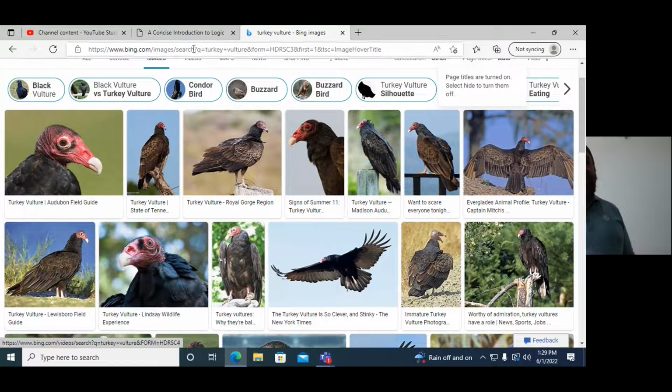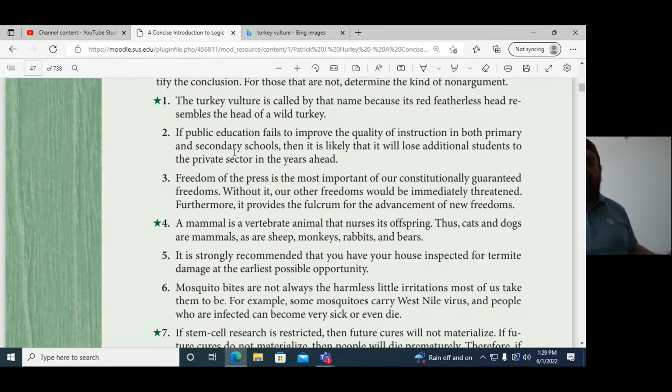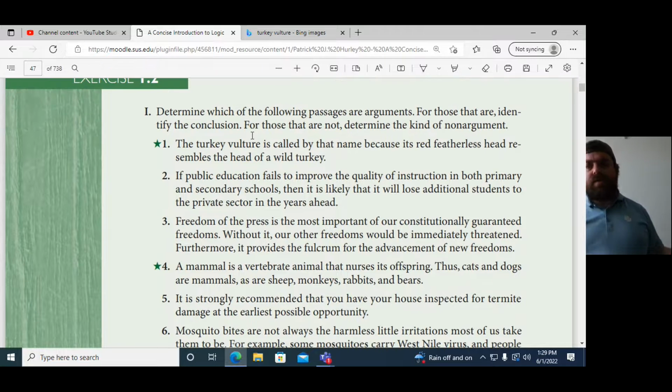So what do you think is going on here? Why do we consider this, is this an argument, yes or no? Now, it does have the word because here. So you need to think, is it controversial that the turkey vulture's name is the turkey vulture, or is it simply accepted fact? But remember what I said about the word because. The word because is, most of the time, for us, a premise indicator.